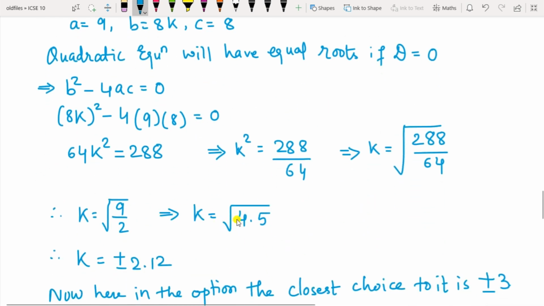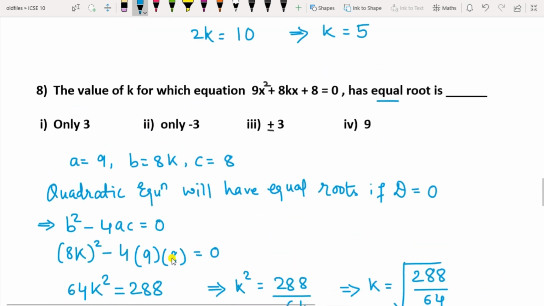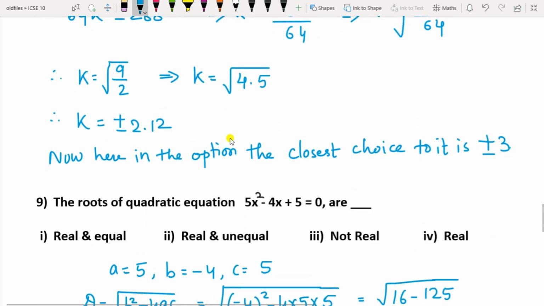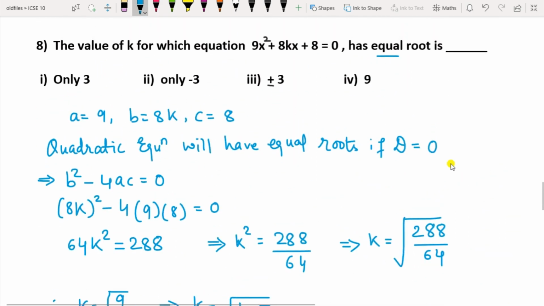You get k equal to under root of 4.5, and the square root of 4.5 is somewhere around 2.12. As we are removing the square root, it is plus or minus 2.12. But in the options here, no number has been given as plus or minus 2.12. So the closest choice to this 2.12 will be plus or minus 3. So you have to select plus or minus 3.